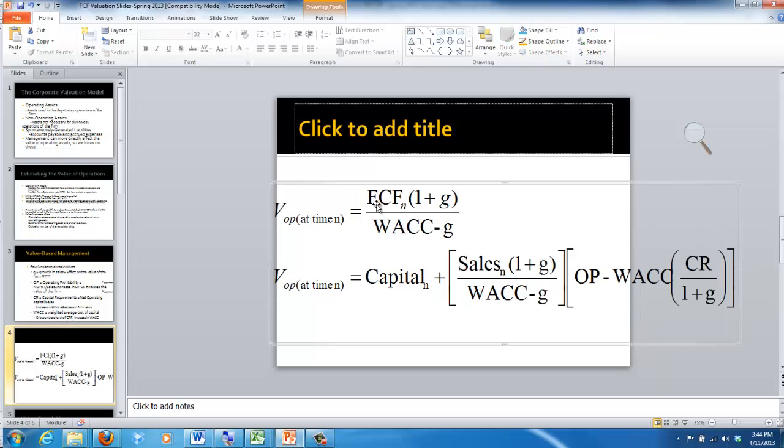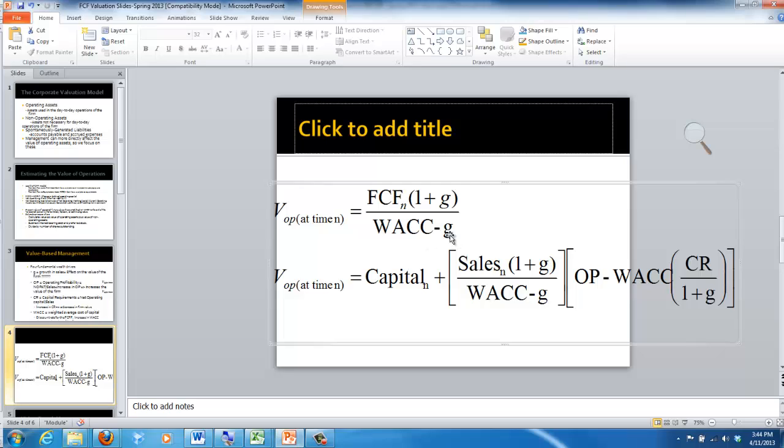All right. So we have the free cash flows at time n multiplied by 1 plus the growth rate divided by the weighted average cost of capital minus the growth rate. So hopefully that looks a little familiar to you. So this would be the value of operations at time n. So we'd find the next free cash flow, and then we divide that by the weighted average cost of capital minus the growth rate. Just as a reminder, this is for constant growth only.